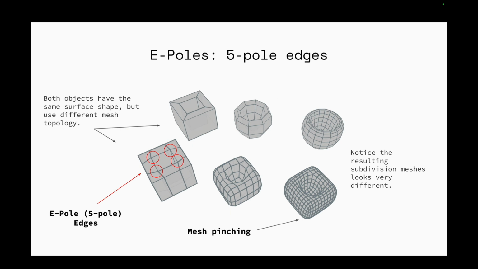And the reason that this is important to note is because when you add subdivisions and automatically add geometry, it's going to change the topology pretty drastically. So you can see on the far right, on the top and the bottom, those two objects look quite different.